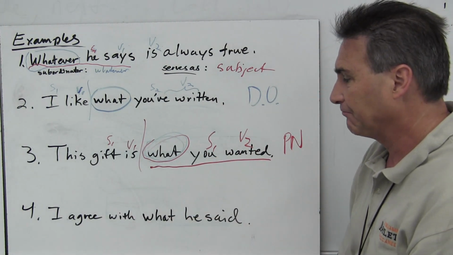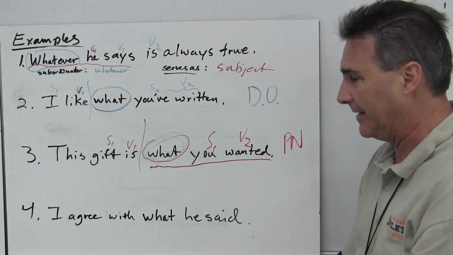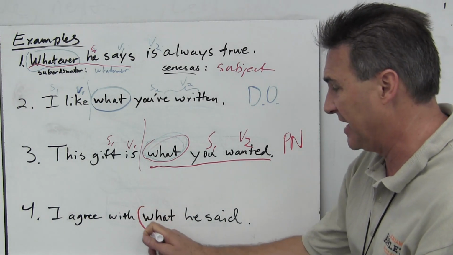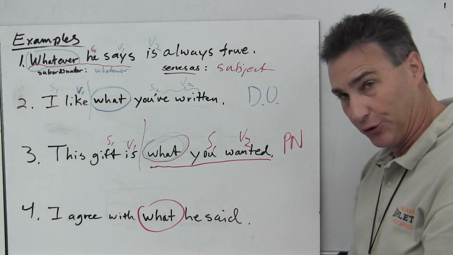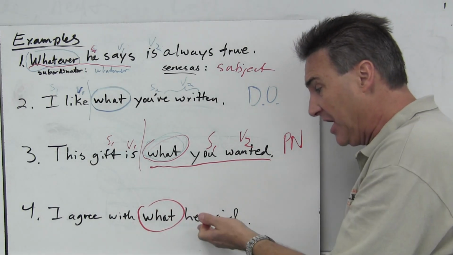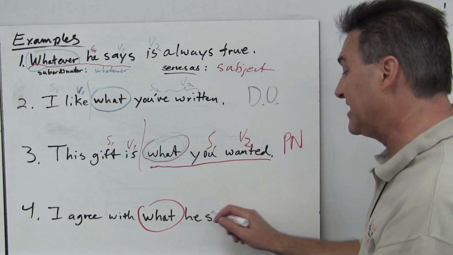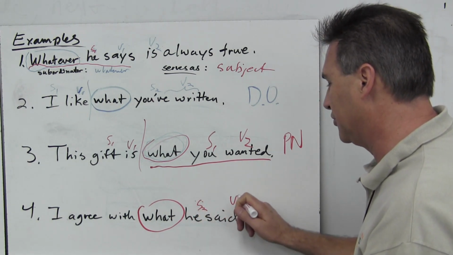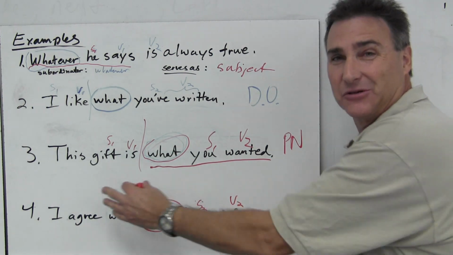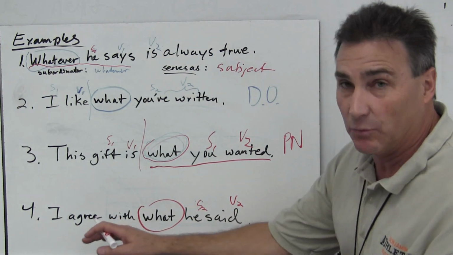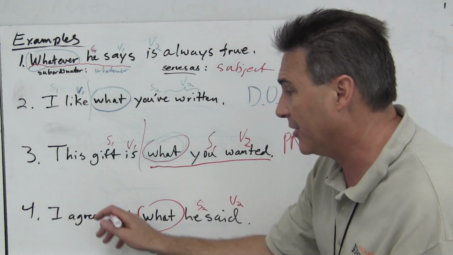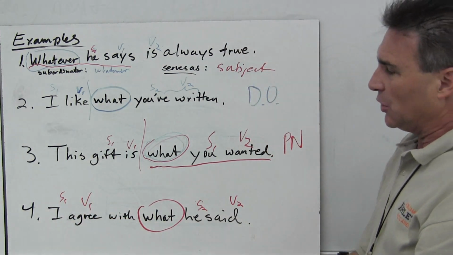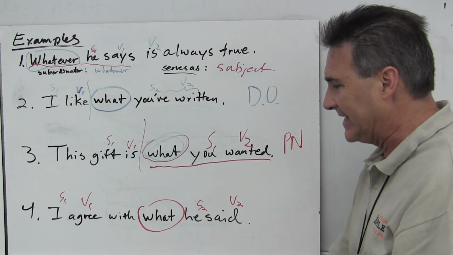Example number 4. I agree with what he said. All right, let's take a look. Do we see a subordinator? Could be. What he said sure looks like a subordinator in front of a clause because he said is a clause, right? That's subject to verb 2. I know 2 because there's got to be something ahead of it, right? What subject 1 and verb 1? I agree, right? Subject 1, verb 1. So I agree with what he said.